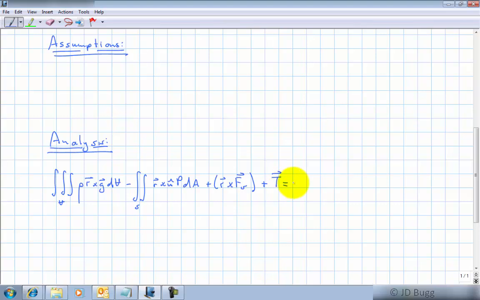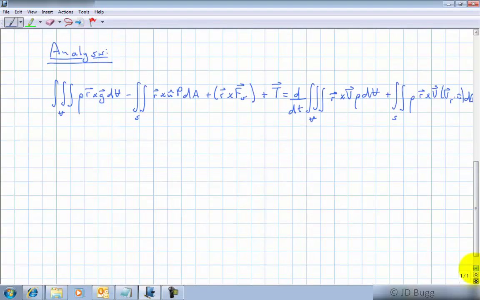So that's the complete left side. We have an unsteady term, the rate of change of all of the angular momentum in the control volume, plus the rate at which angular momentum crosses the control surface. So that's our surface integral, rho r cross V times V_r dot n dA.